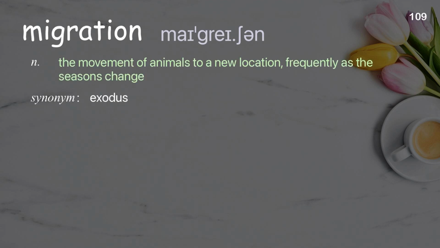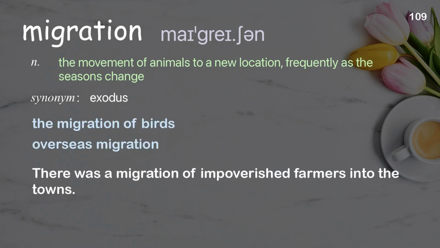Migration. The movement of animals to a new location, frequently as the seasons change. Examples: the migration of birds, overseas migration. There was a migration of impoverished farmers into the towns.